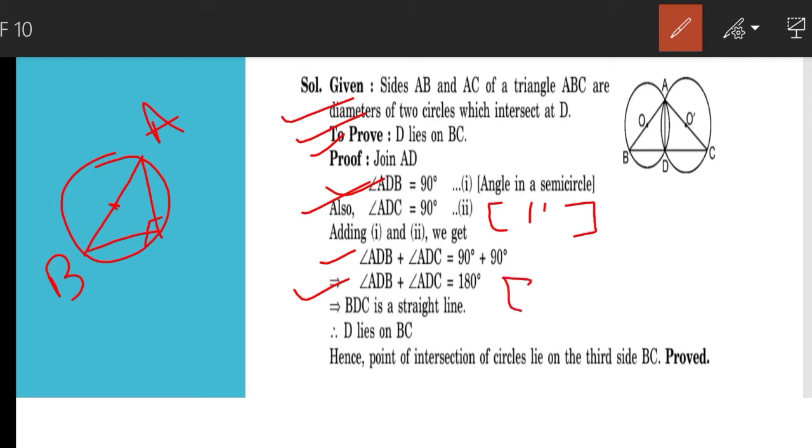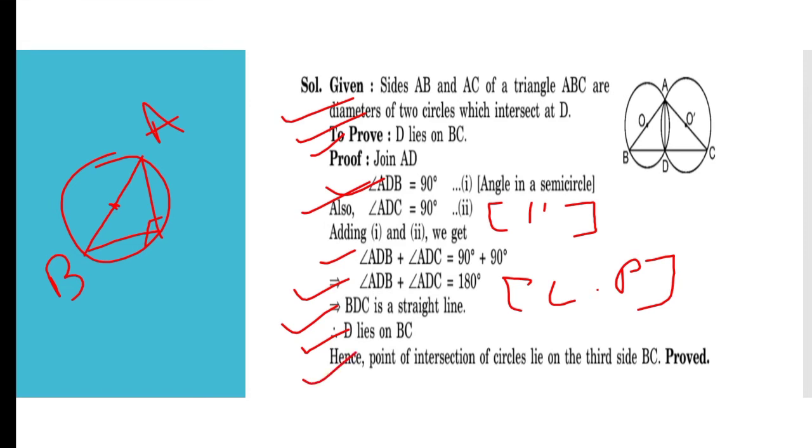So this is a linear pair. That implies that BDC is a straight line. Hence we can say that D lies on BC. So the point of intersection of the circles lies on the third side of the triangle, that is BC. So this is our sum number 10.